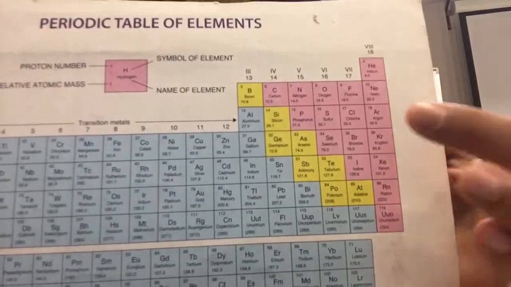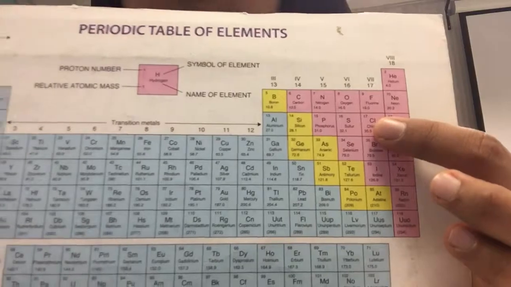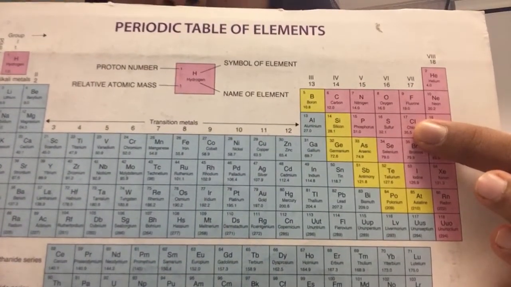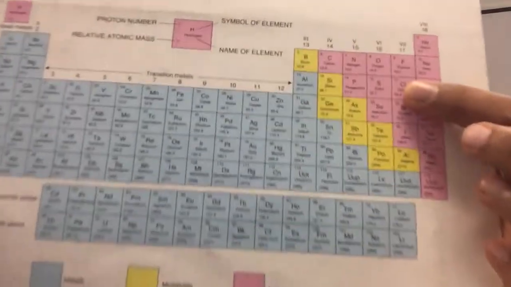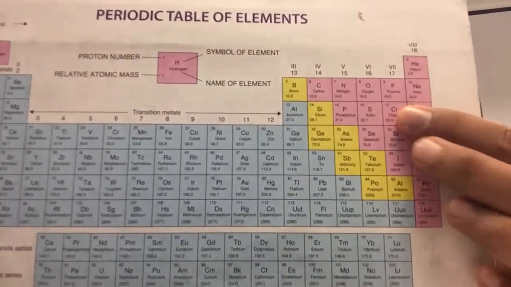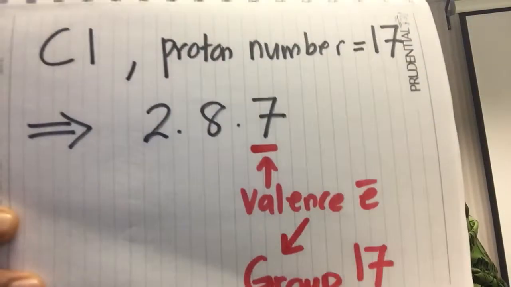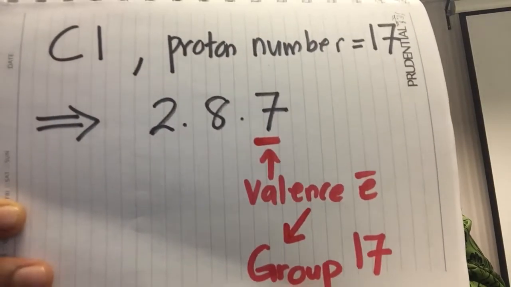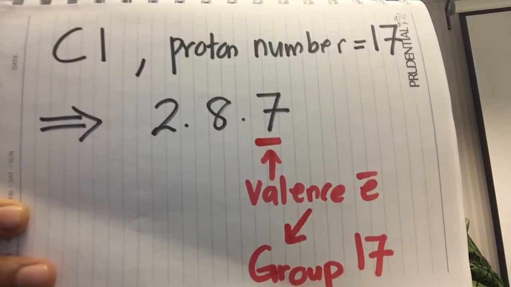Okay, let's say we use the same example. If you still remember from the previous video, the last example we had used was chlorine. If you see from the periodic table, chlorine is located in group 17. Why is chlorine located in group 17? Let's recall back. The proton number of chlorine is 17. Then you have to write the electron arrangement like this. And then you can check that the valence electron of chlorine is 7. So that's why chlorine is in group 17.